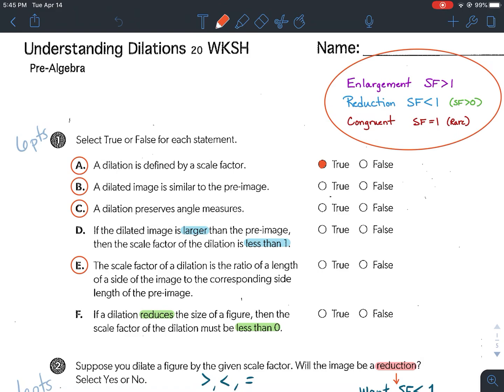For F, if a dilation reduces the size of a figure, so that would be a reduction, then the scale factor of the dilation must be less than 0. If you have a reduction, is your scale factor less than 0? If that's true, put true, and if it's false, put false.